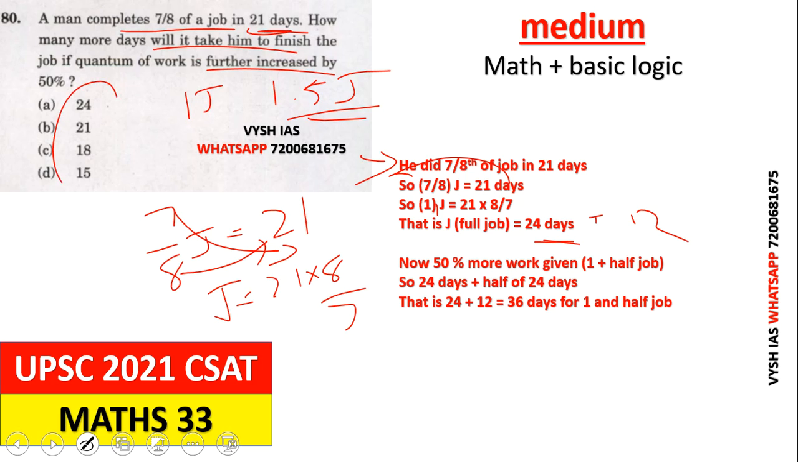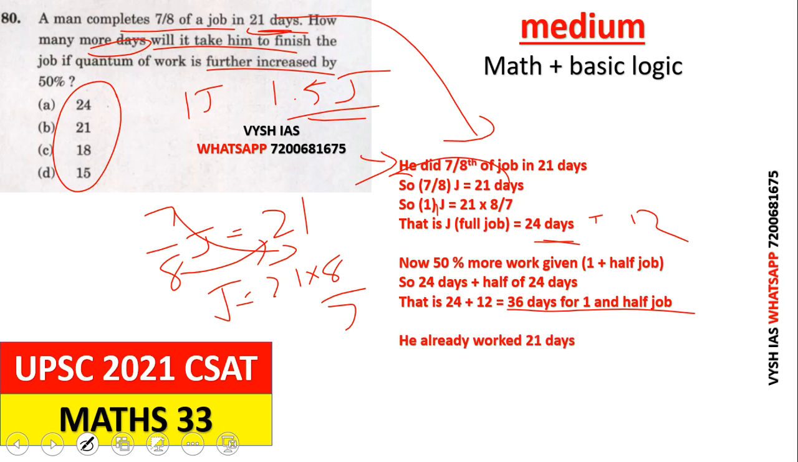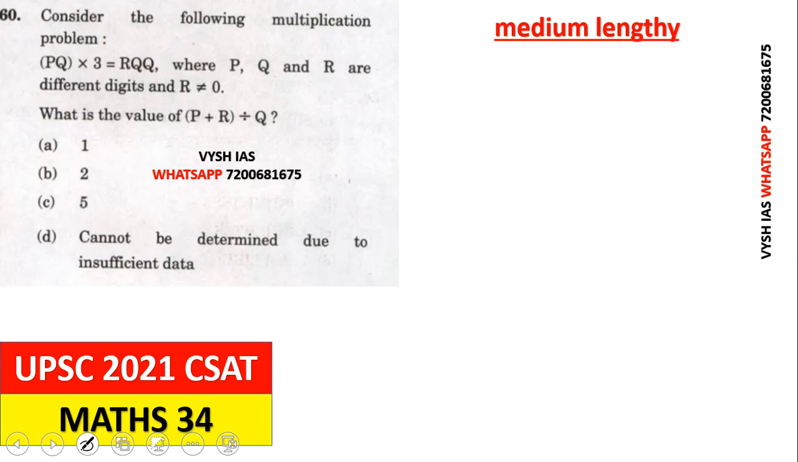But you're seeing options like this because what is the question? How many more days does he need? He already did 21 days of work, and now we are saying 36 days is needed for 1.5 job. So the answer is 36 minus 21, 15 days. We need 15 more days than what he currently worked to do the 1.5 job assigned to him. Answer is 15. So it's a basic multiplication question.